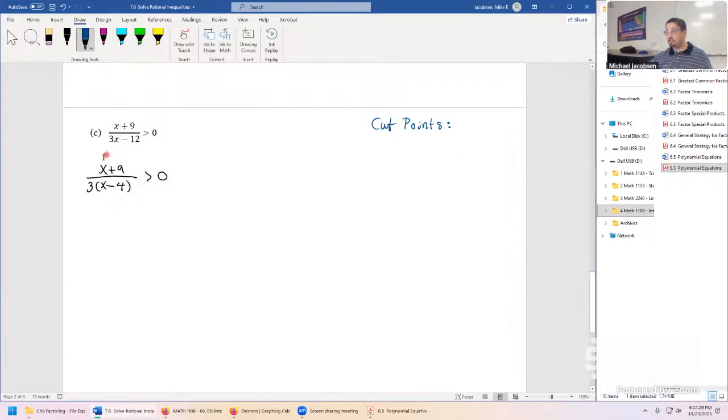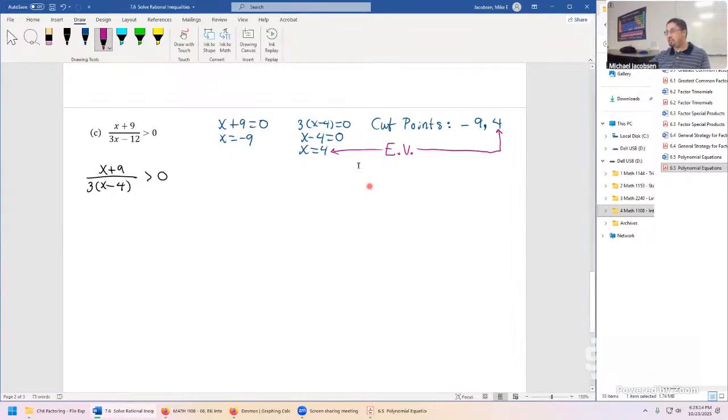There's 2 cut points on this one. First one comes from setting the numerator to 0. X plus 9 equals 0 means x equals -9, and so there's 1 already. -9. Set the denominator equal to 0. 3 times x minus 4 equals 0. Then just use the zero product property. The only way that this equation can be true is if x minus 4 itself was 0. And that just means x equals 4. So the second cut point is a 4, but this one is the excluded value, because that came from setting the denominator equal to 0.